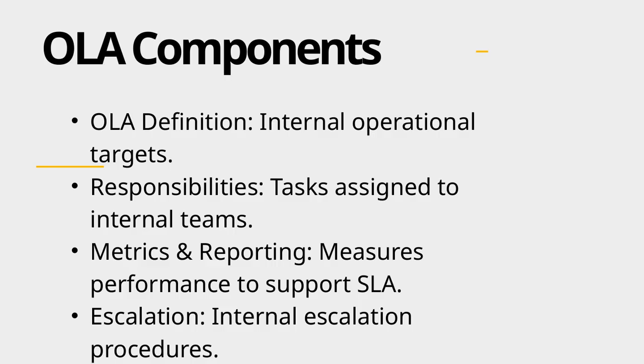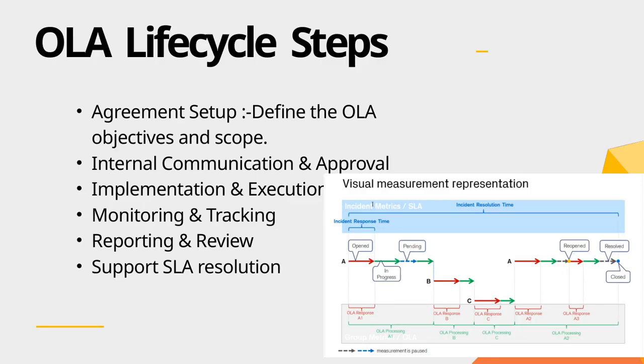All these components are interconnected. They help us maintain clear expectations, accountability, and continuous improvement within our organization, ultimately supporting the overall service quality we aim to deliver. Let's walk through the key steps in the OLA lifecycle. First, we have agreement setup. This is where we clearly define the objectives and scope of the OLA. It's really important because it sets the foundation for everything that follows.